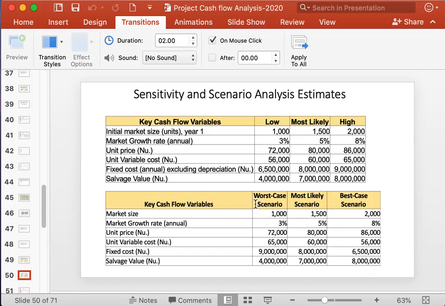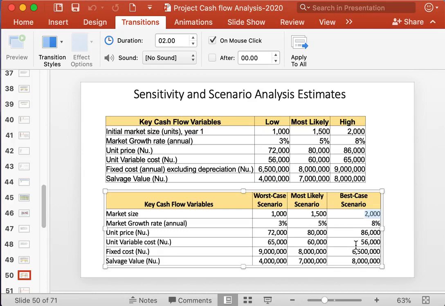Whereas in case of the scenario analysis, when we take worst case scenario, we are changing the values of key variables, assuming that the values of the key variables are not taking on low values for all the variables. So in the worst case, market size is minimum, for example 1000, when compared to the best scenario where you have greater market size.